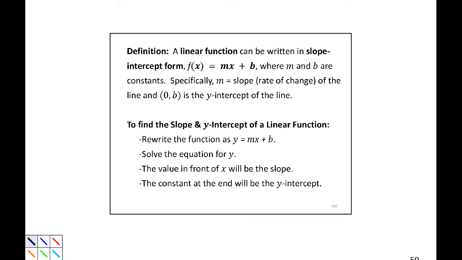So to find the slope and y-intercept of a linear function, we first have to rewrite the equation as y equals mx plus b, which means we solve the equation for y. Then the value in front of x, the one multiplied by x, is our slope, and the value of b tells us the y-intercept, or the second coordinate of the point (0, whatever that constant is).